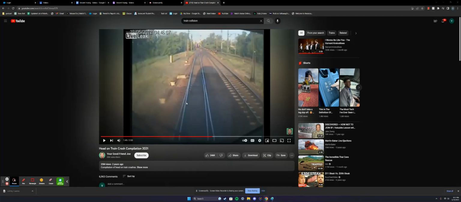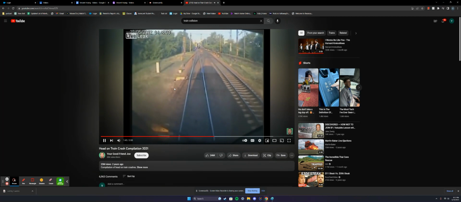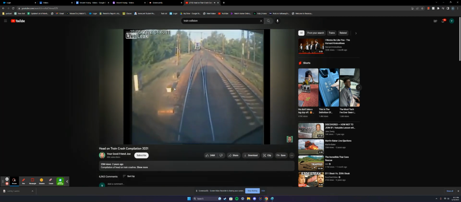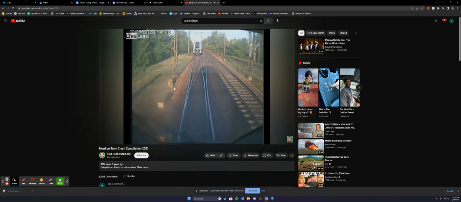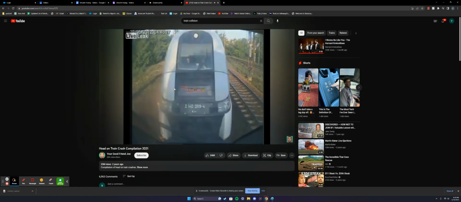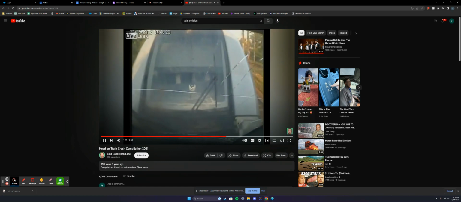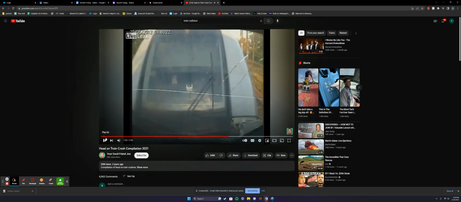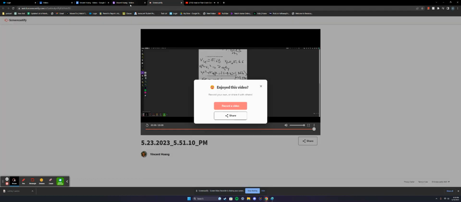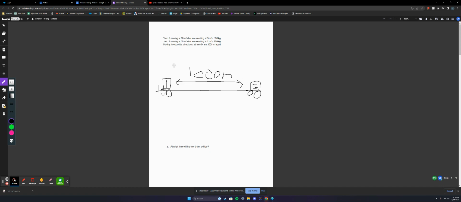Right, this is FRQ number 2. The scenario is there are two trains, Train 1 and Train 2, moving towards each other, and then they collide, as seen in the video.